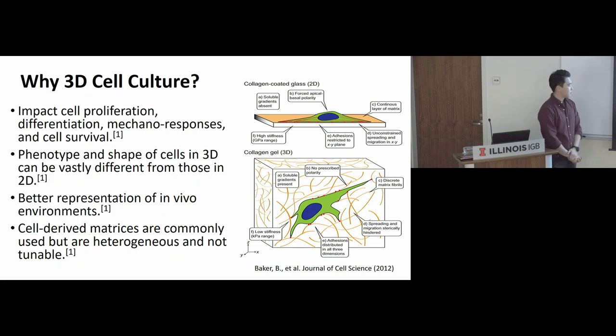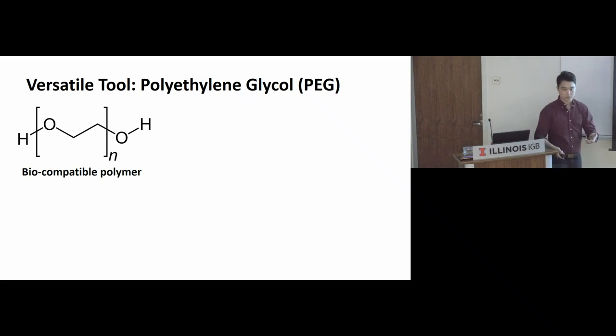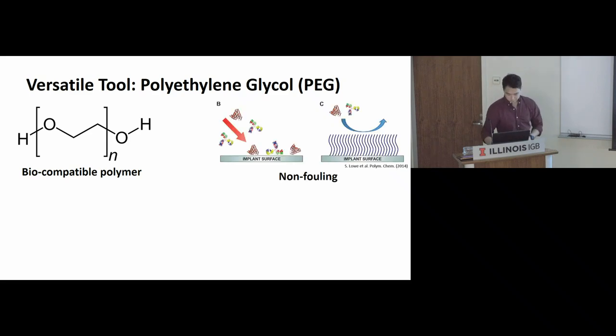And for 3D cell culture, cell-derived matrices are commonly used, but these are heterogeneous and not very tunable. So what can we do about that? For that, we can start using more versatile tools such as polyethylene glycol. There's other types like polyacrylamide, any other kind of synthetic system. So why I chose polyethylene glycol specifically is because it's a biocompatible polymer.